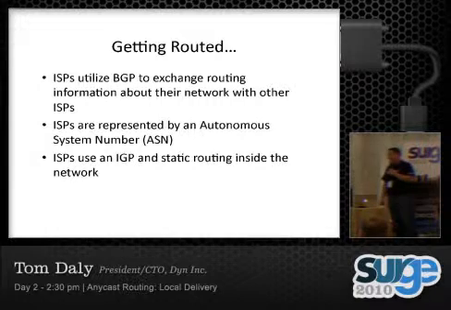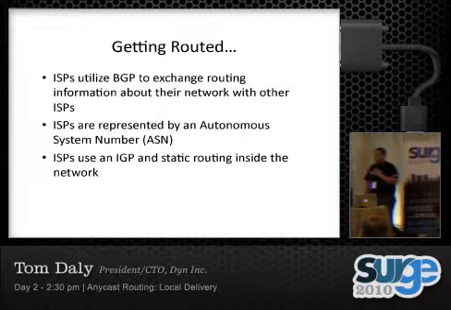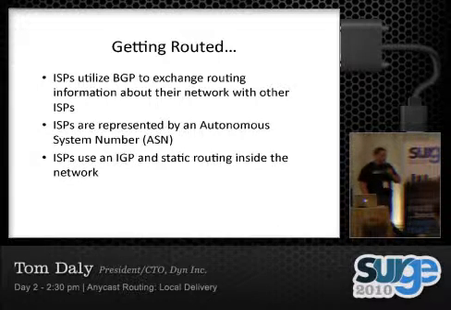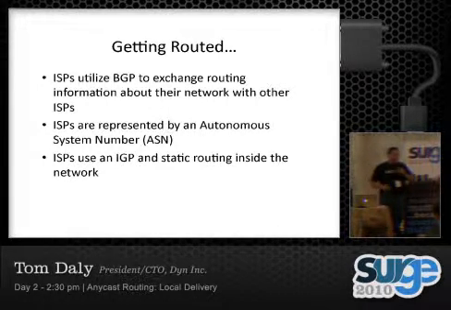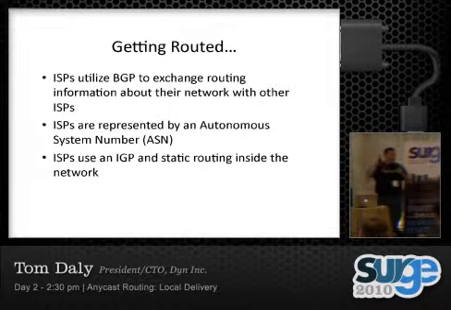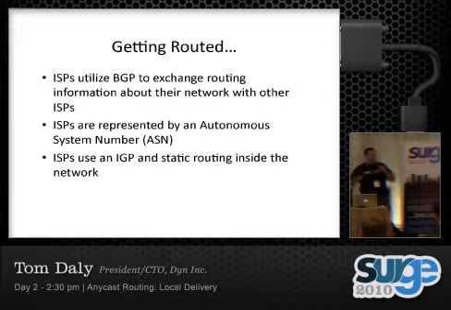Now within the ISP's network, ISPs use something called an interior gateway protocol, or an IGP, to route traffic inside the network. It has a lot more data about it. An IGP says, not only can you get to me by taking this path, but by the way, this path is over here, and the cost to take this path is something.